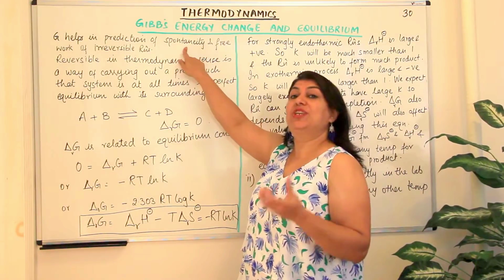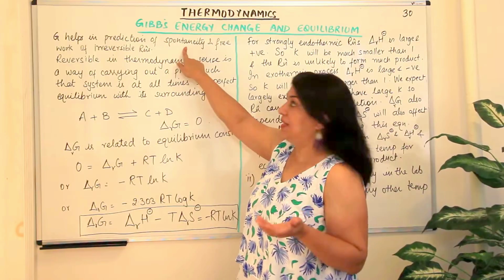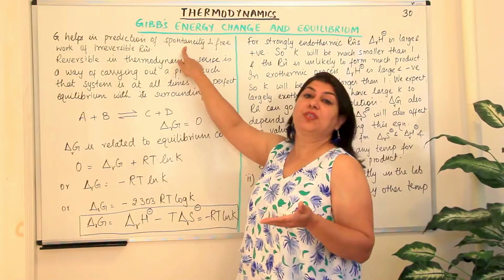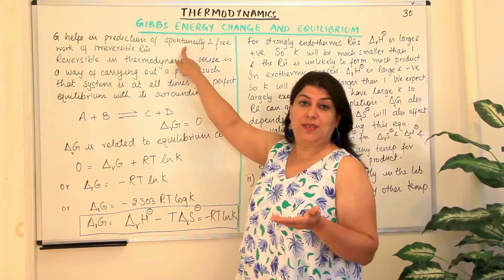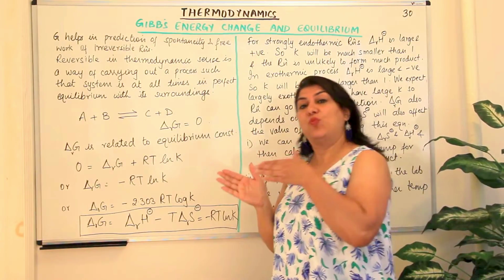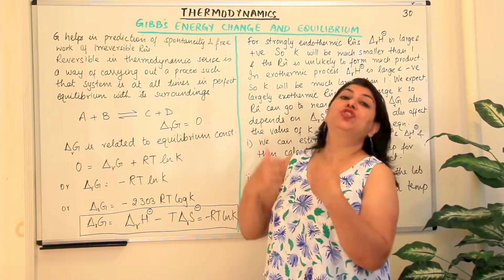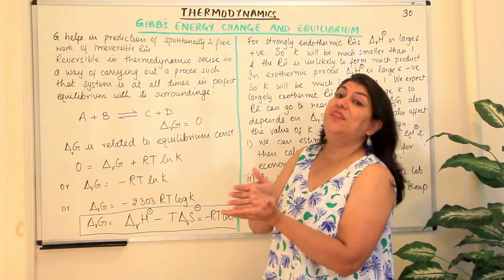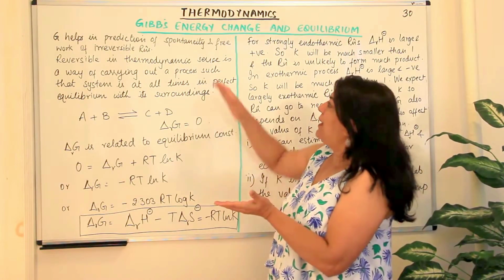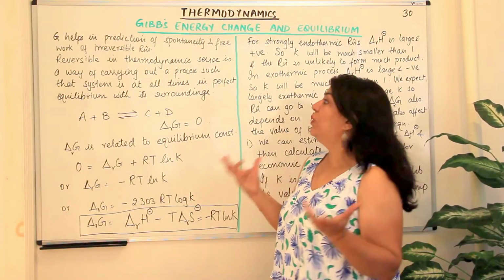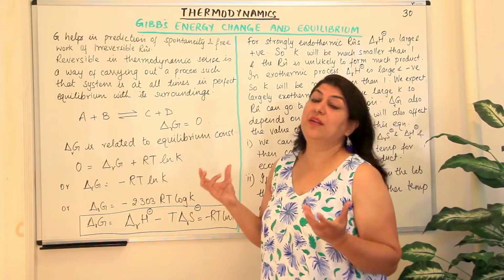That is, if delta G is negative, then the reaction is spontaneous. But I told you that a spontaneous process is an irreversible process. It is a process that takes place in one direction, that is from the reactants towards the product side on its own, which means that it is an irreversible process. And it also tells us about the free energy or free work of an irreversible process.